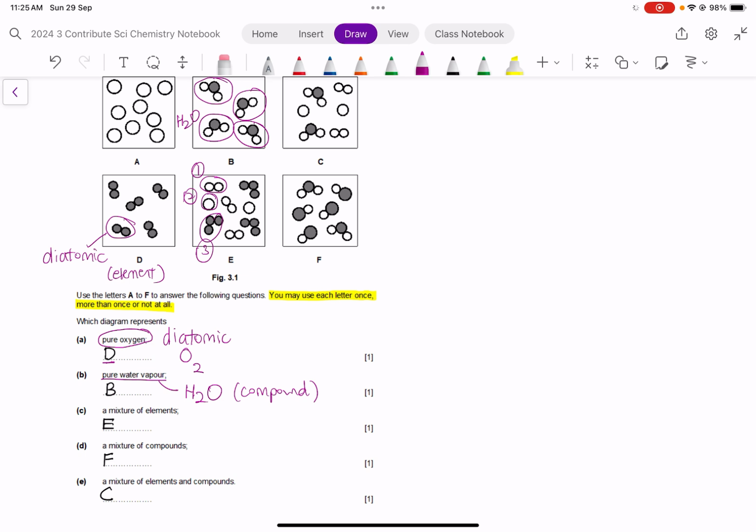F is a mixture of compounds. There's 1 compound here, another compound here. So we say that F is a mixture of 2 compounds.